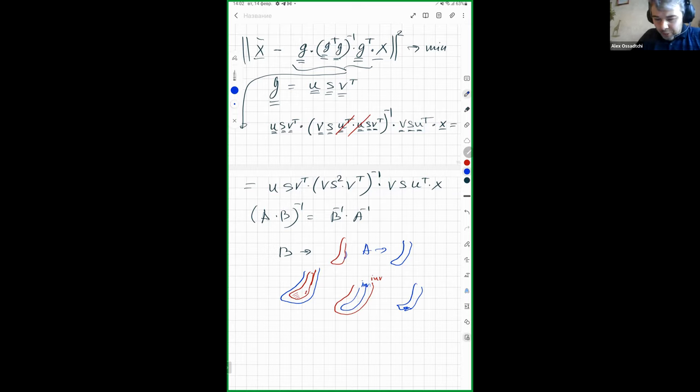And therefore, when you have operator AB, and what is operator AB? First you apply B, then you apply A, right? Then the inverted operator is B inverse times A inverse. So now you first apply A inverse, and then you apply B inverse. Okay, this is actually not something that I made up.